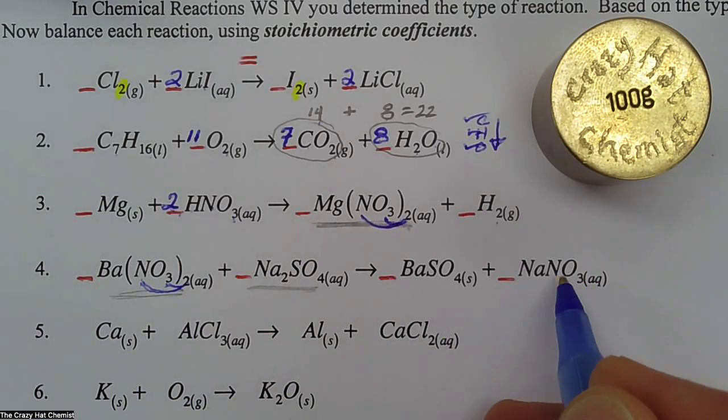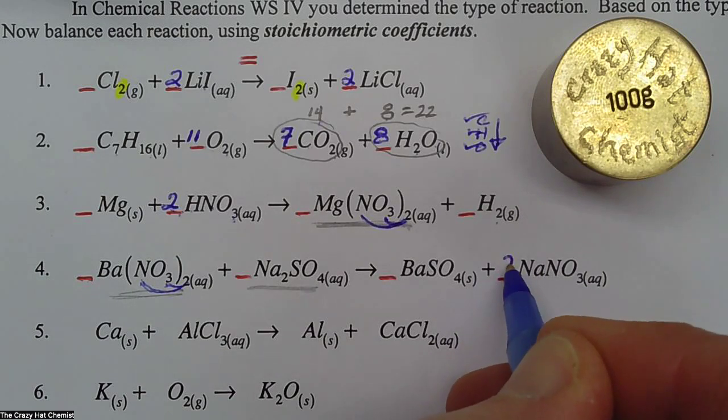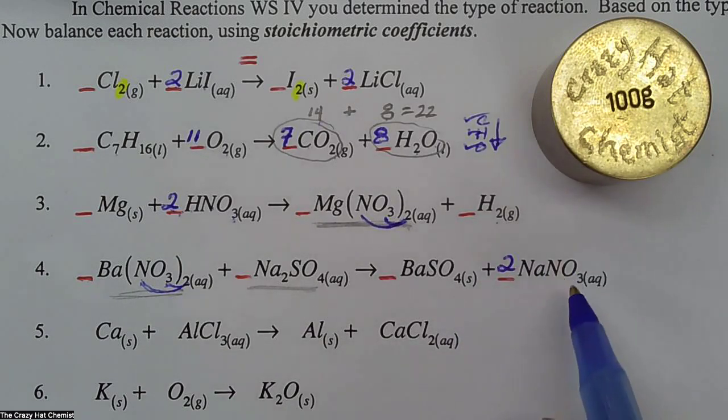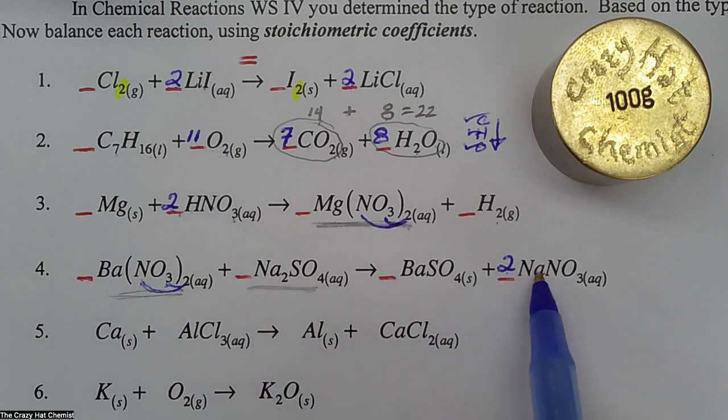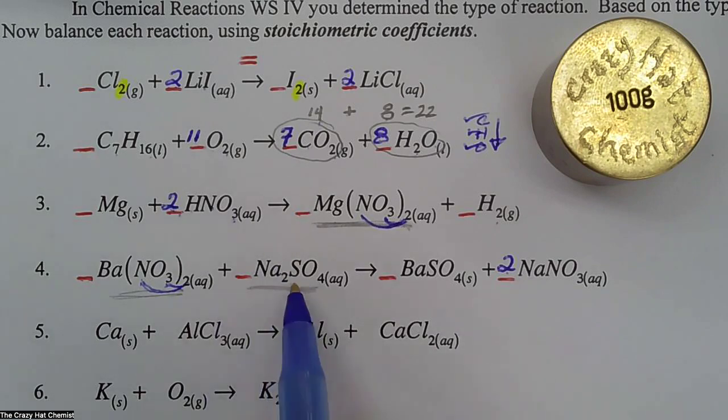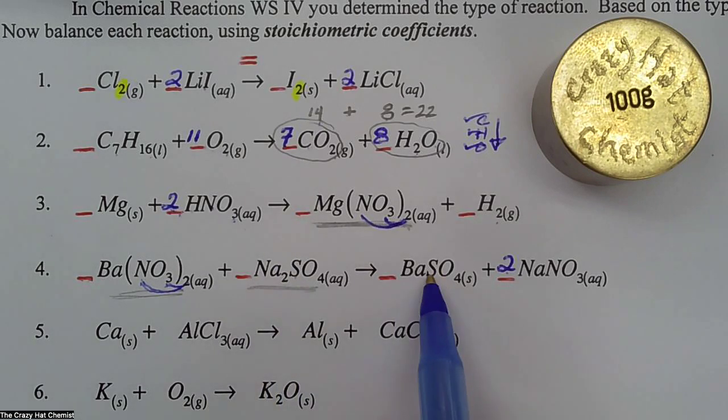On the product side, we have 1 nitrogen, so I'm going to place a 2 right in front of the sodium nitrate. Next element we're going to deal with is the sodium. I'll come back to the oxygens in just a bit here. So there's 2 sodiums on the reactant side, and there's 2 sodiums on the product side. There's 1 sulfur on the reactant side, 1 sulfur on the product side.